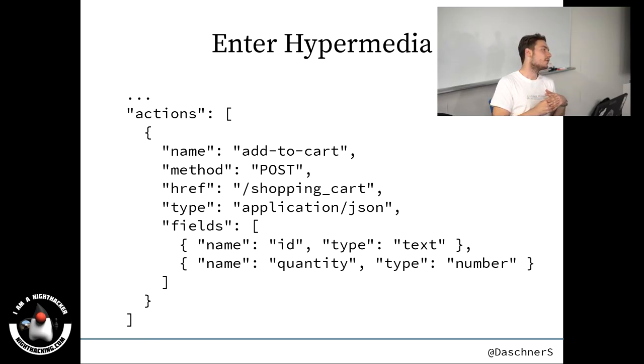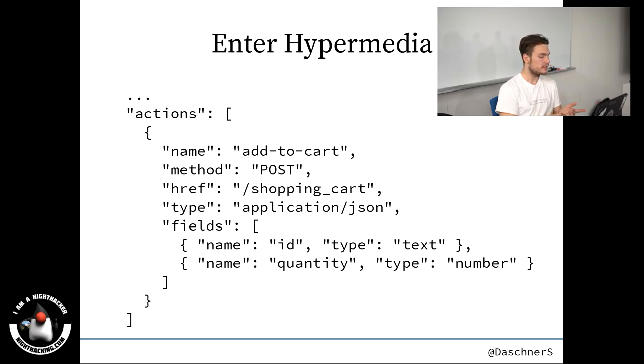And now you see that the client only needs to know a certain logic here. And the server gets even more control of how these URLs are used, right? With the HTTP method and so on and so forth. So now the server could change even more. And the client only needs to know now the add to cart relation or the name of the action here, plus where that information on the fields, namely the ID and the quantity, comes from. Because everything else is provided in your response.